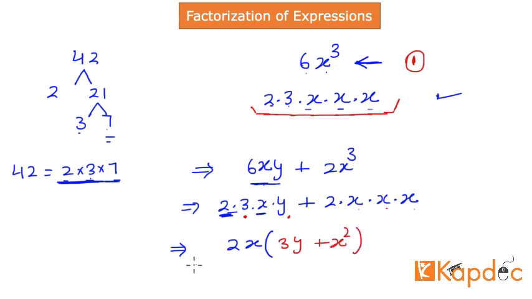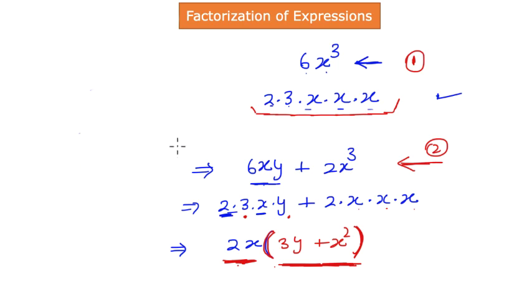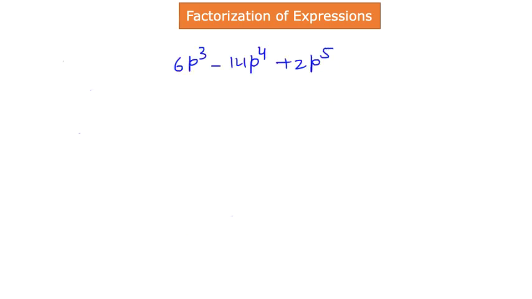So now this is my factorization because this cannot be reduced any further. The expression 3y plus x square cannot be reduced any further because the terms have nothing in common between them. So these are my factors of the expression that we have here as example number 2. Now these of course were very simple. Let's take a slightly more complicated example to understand the concept of factorization.